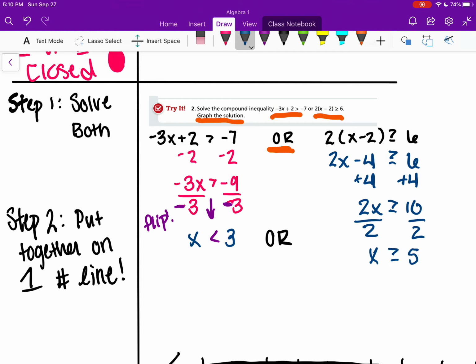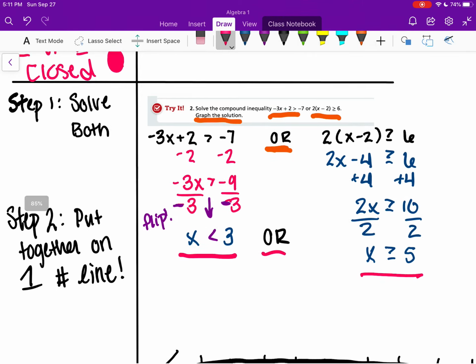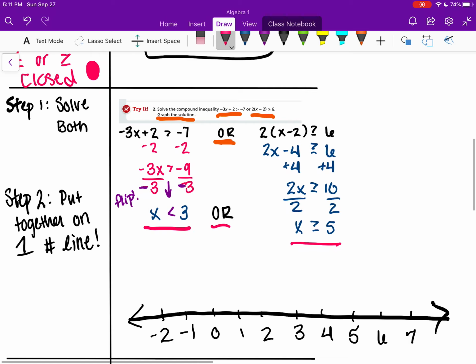So the statement we have here is x is less than 3, or x is greater than or equal to 5. And the way that we're going to graph this is instead of creating 2 number lines to show our solutions, we're just going to put them both on one number line together, following our directions with open or closed, and then we'll shade appropriately. So let's do the first one.